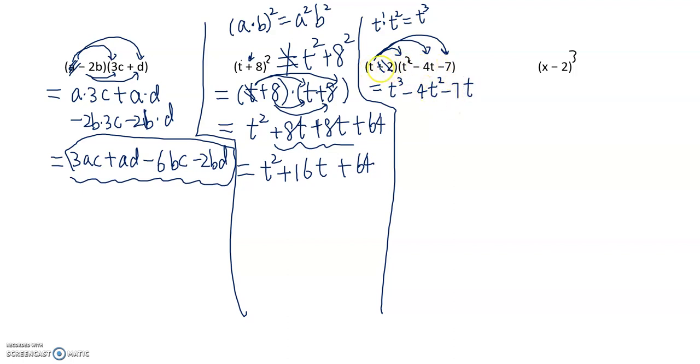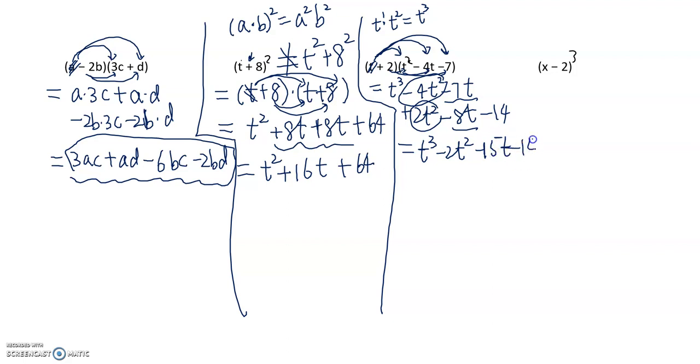After we're done distributing t, now let's put the 2 back and pretend that we don't have t. So we're distributing 2 to all 3 of them. So we have plus 2t squared and minus 8t, because 2 times negative 4 is negative 8, and minus 14, 2 times negative 7. Now I look for the like terms to combine. These 2 are like terms, these 2 are like terms. So we get t cubed minus 2t squared minus 15t and a minus 14.